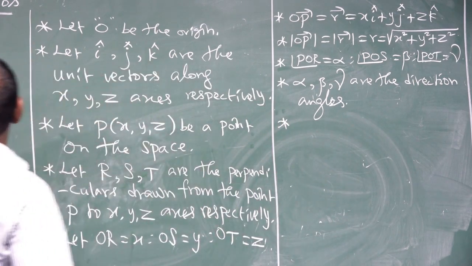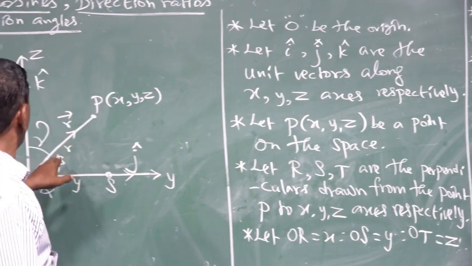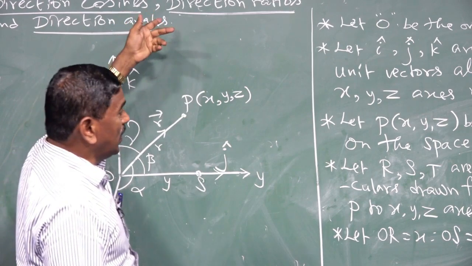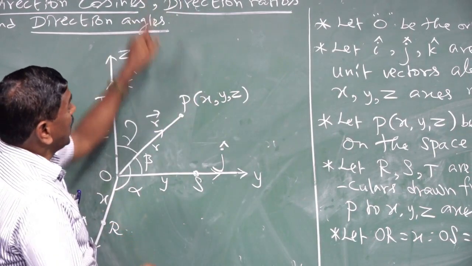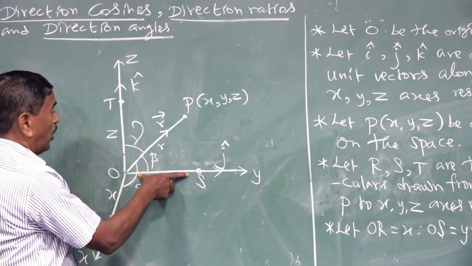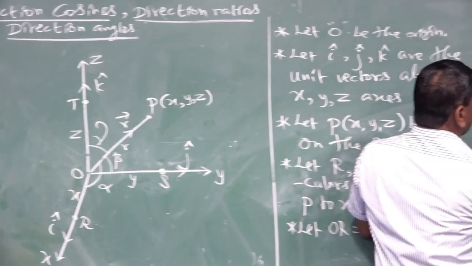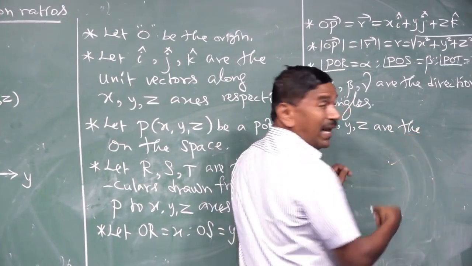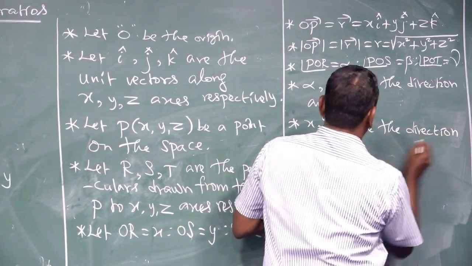Listen, we are going to study three topics: direction cosines, direction ratios, and direction angles, where alpha, beta, gamma are the direction angles. Then the next concept is direction ratios. Here x, y, z are the direction ratios.